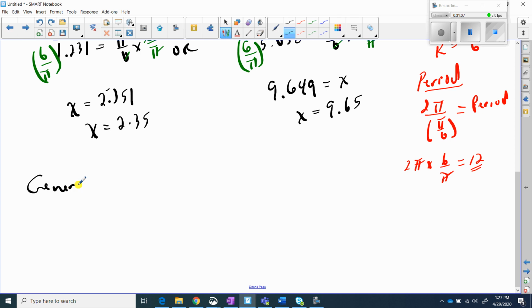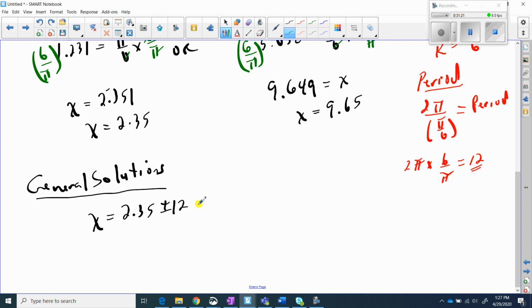General solutions would look like this, and there's a variety of ways you can write it out. One possible answer could be 2.35 plus or minus 12k. That means multiples of 12. Add and subtract them, where k could be any element of the natural numbers. The other possibility would be the same thing, 9.65 plus or minus 12k, where k could be any element of the natural numbers.